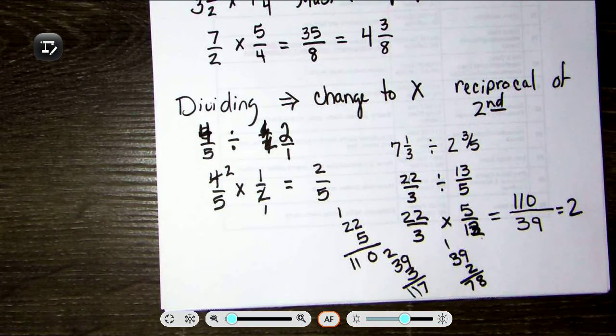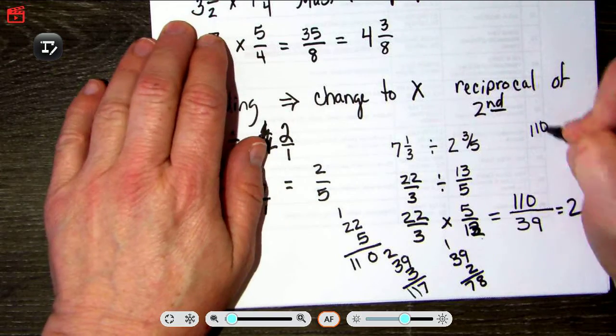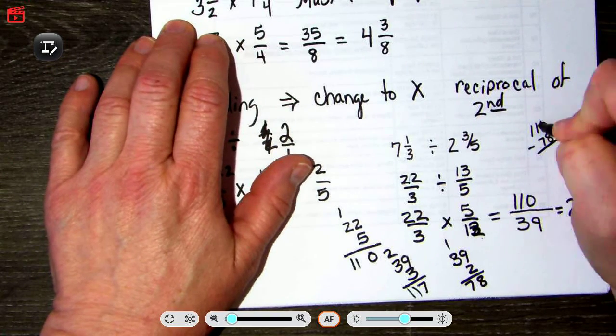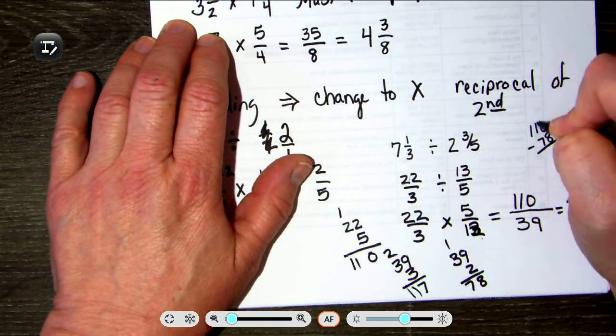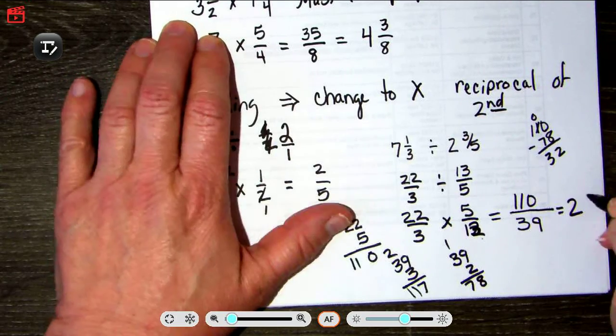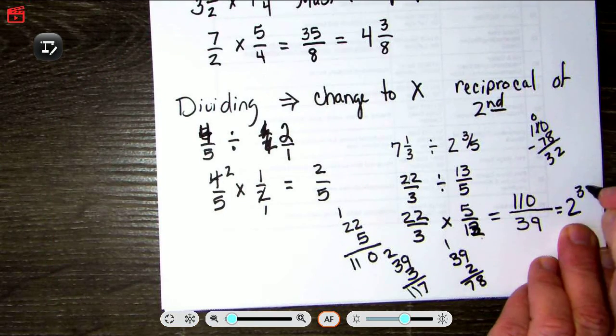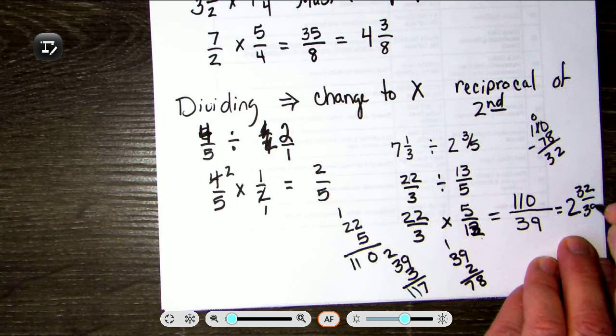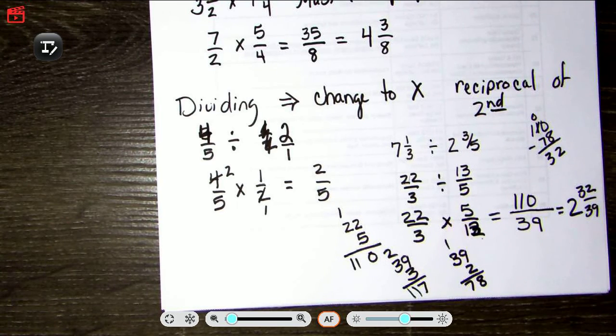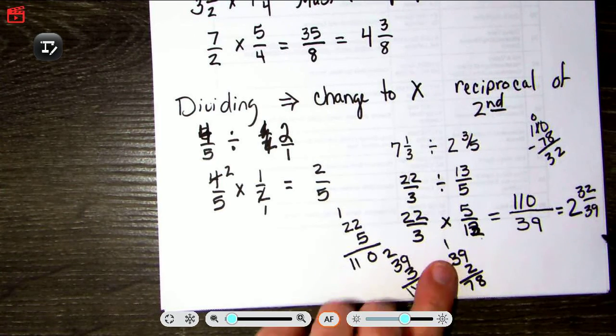2 times 39 is 78. 110 minus 78, need to borrow. So 2 and 32/39. What a beautiful number. This is a good place to stop.